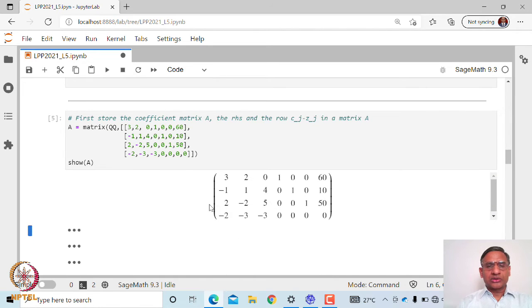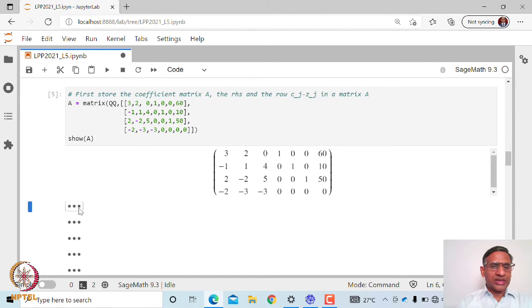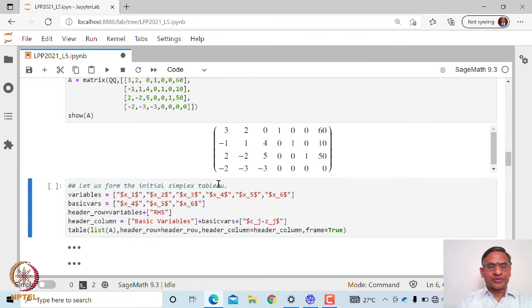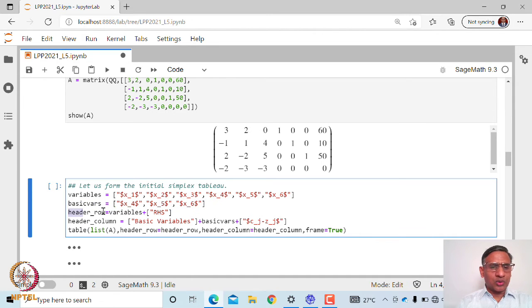Now we will also add the row and column which we have written as basic variables, and the variables x1, x2, x3, and the last one we will write as RHS. So how do we do that? This is the code which will help you create that simplex table. First we will create a list of variables x1 to x6, and then in that we will also create the initial basic variables which are x4, x5 and x6, and then the header row will be the basic variables, and the last one is RHS, so we are adding that RHS.